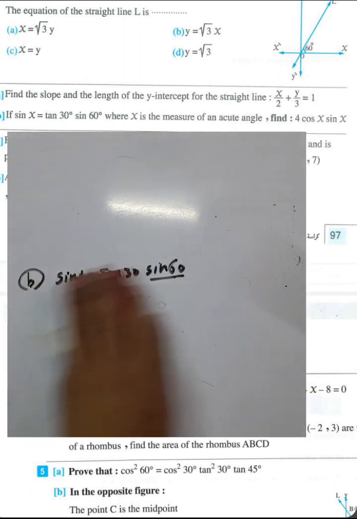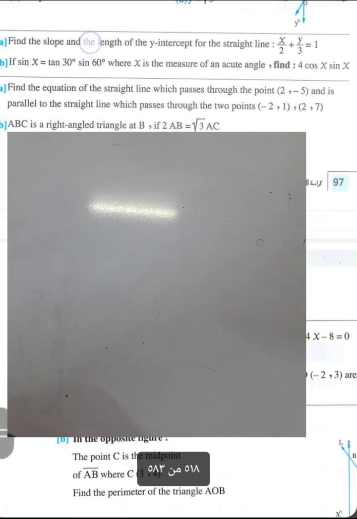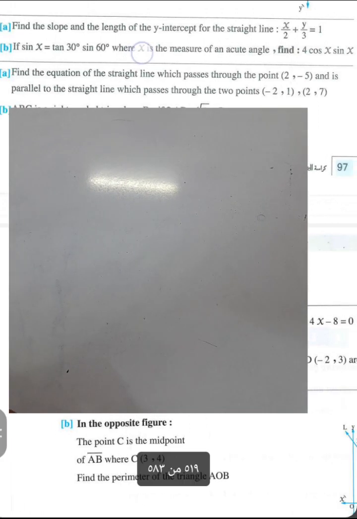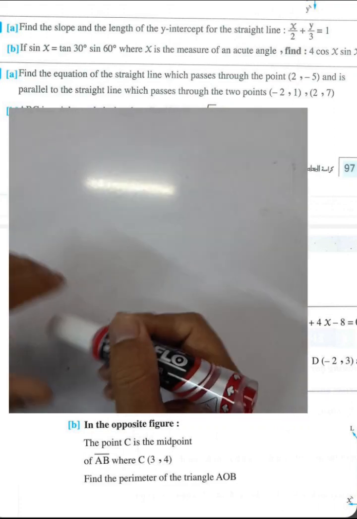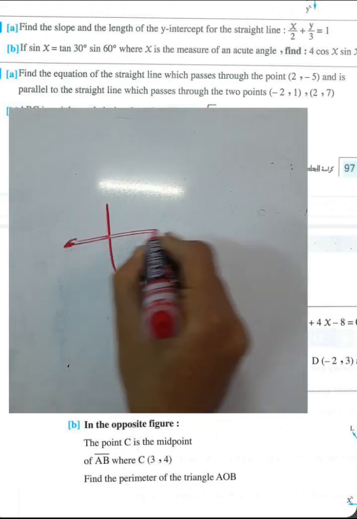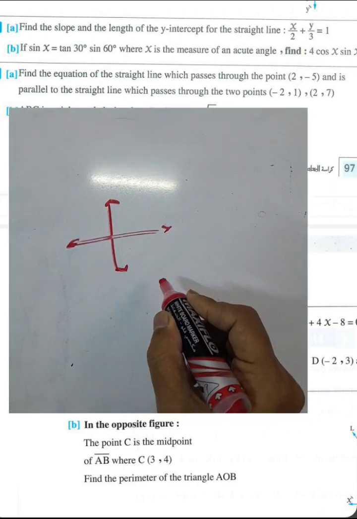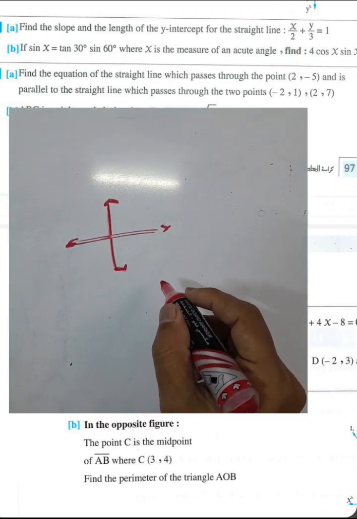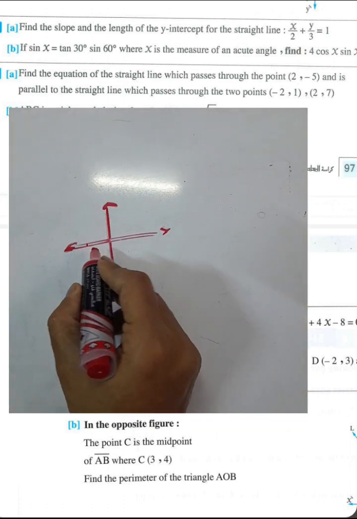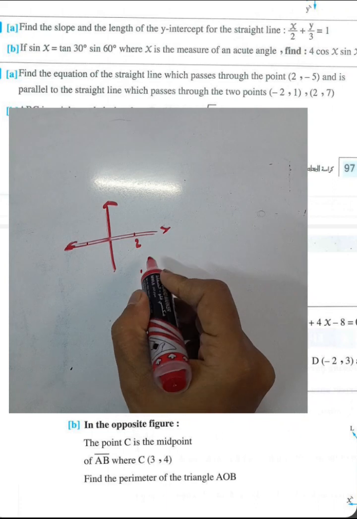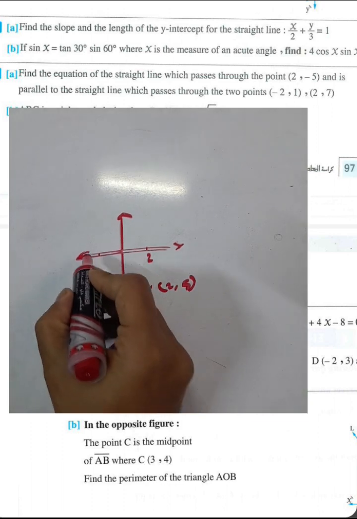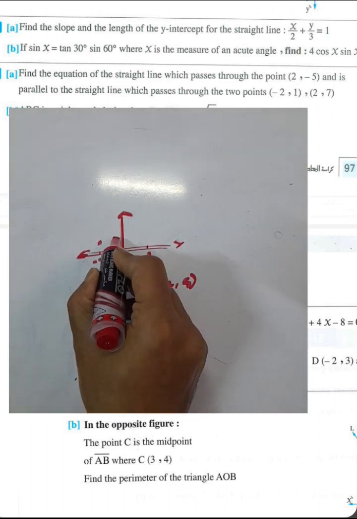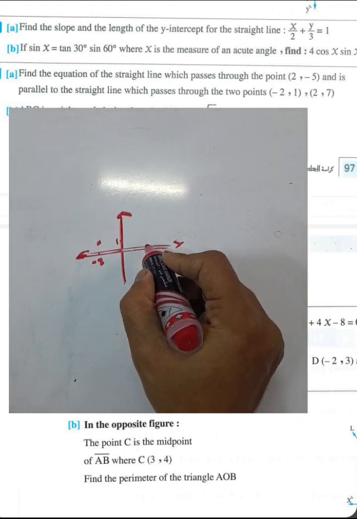Next question. Question letter A. Find the equation of the straight line which passes through the point 2 and negative 5 and is parallel to the straight line which passes through negative 2, 1, and 2, 7. Okay. In the graph here we have a straight line passing through 2 and negative 5, a point. And another straight line passing through negative 2 and 1 and 2 and 7.